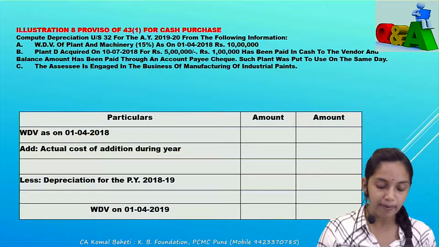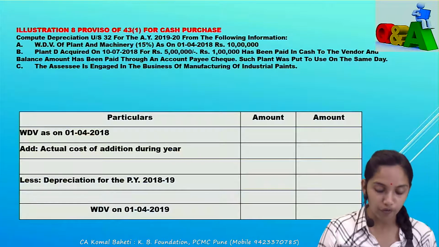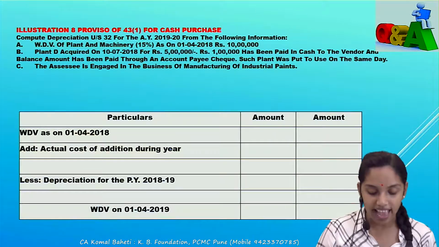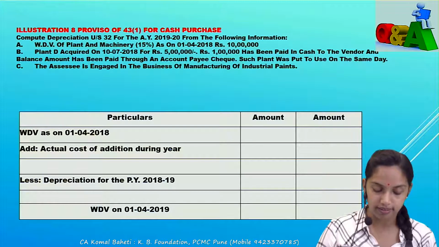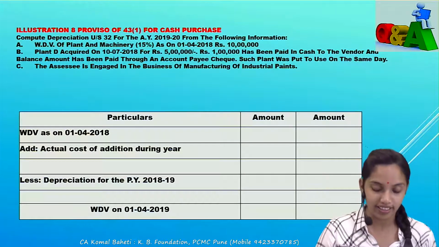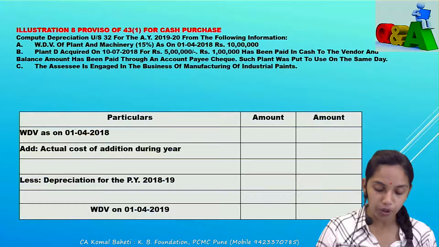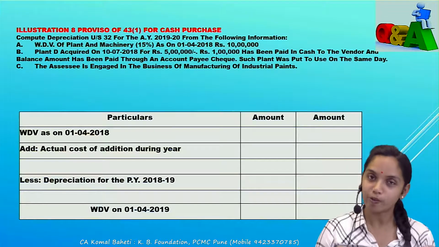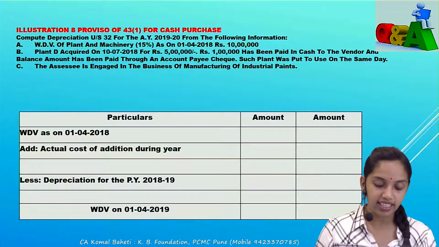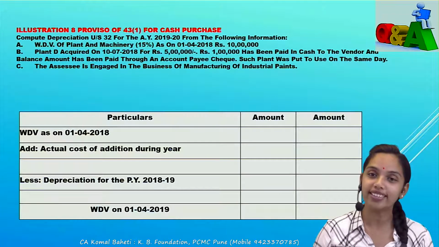The plant had been acquired during the year on the 10th of July for 5 lakh. 1 lakh has been paid in cash to a vendor. Correct. And the balance amount has been paid through account payee check or DD. Next, such plant was put to use on the same day. On the 10th of July you had purchased, and on the same day you had put the asset to use. The assessee is engaged in the business of manufacturing of an industrial plant.